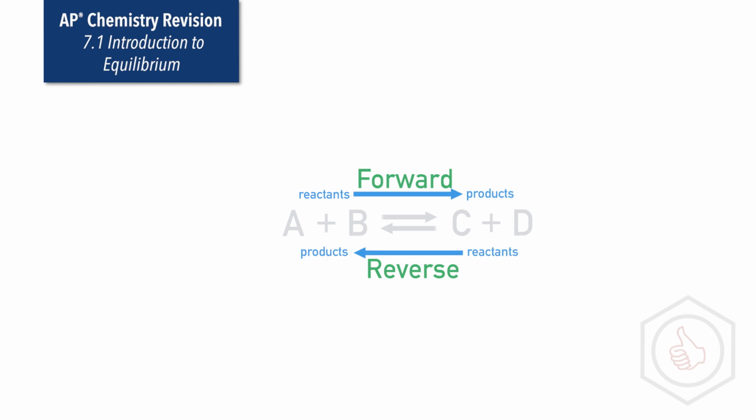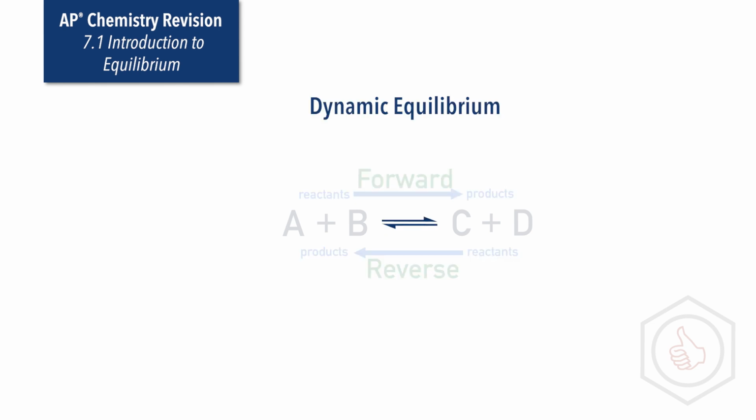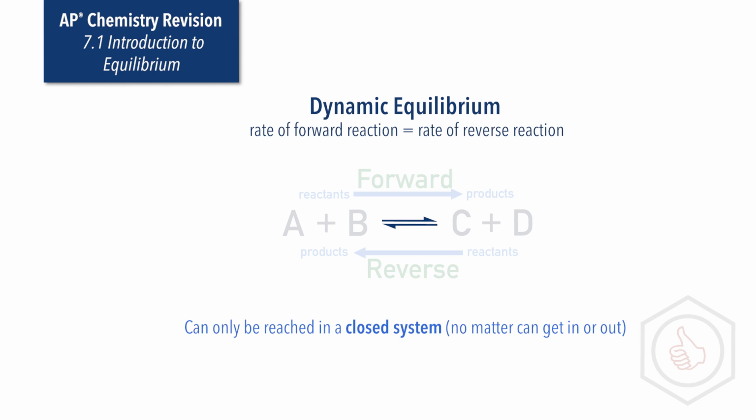A system is in dynamic equilibrium when the rate of the forward reaction equals the rate of the reverse reaction. Dynamic equilibrium can only be reached in a closed system, which is one where no matter can enter or leave.